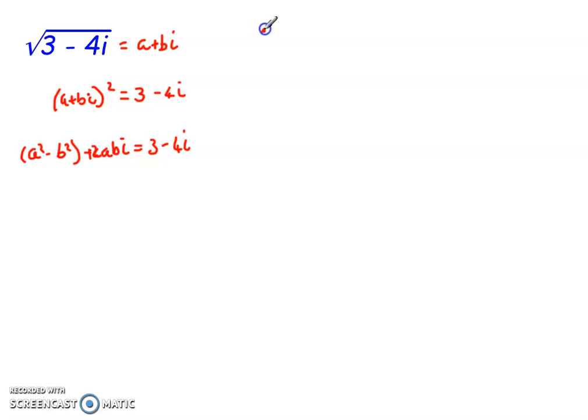So if I equate the real part, I get a squared minus b squared is equal to 3. If I equate the imaginary part, I get 2ab equals negative 4. Now, again, for the second part, the 2ab equals negative 4, I can choose to rearrange it so that I can find the a or the b first. In this case, I'm going to actually do the a.